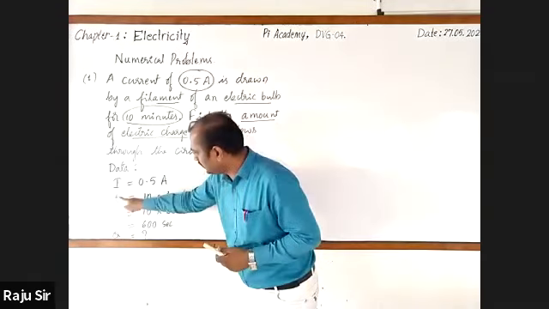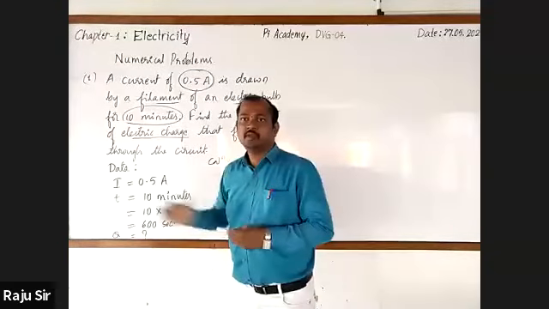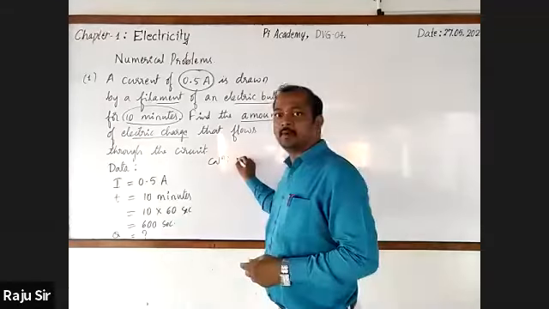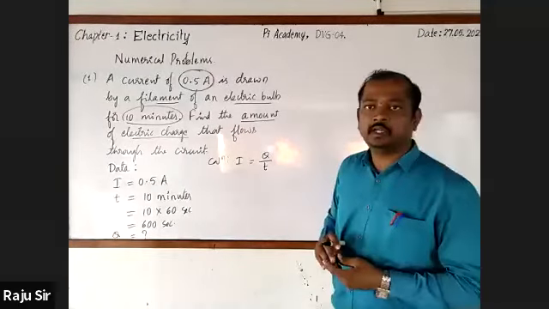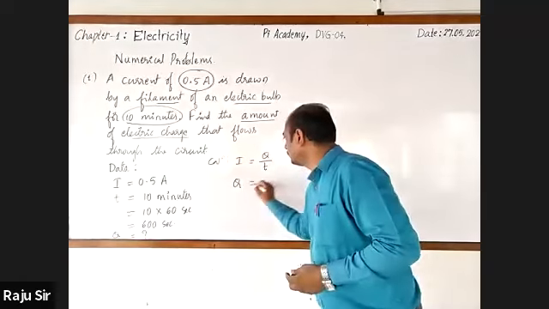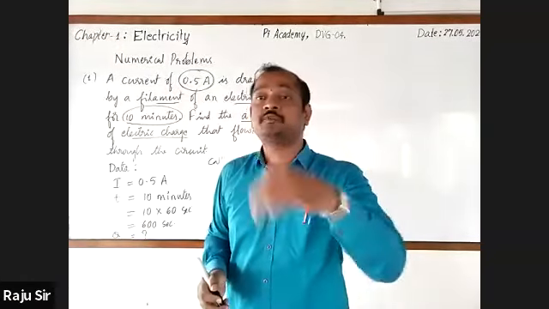Here, I, T and Q are the three terms. Could you tell in which formula we come across these? Q by T, sir. Q by T. That is the current formula. I is equal to Q by T. We want Q. You may go for solving: Q is equal to I into T. Don't answer in between. I expect your response after my question.